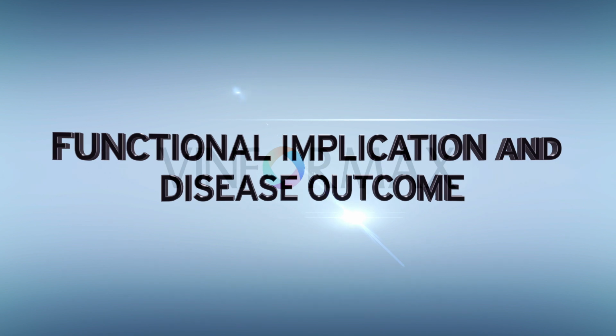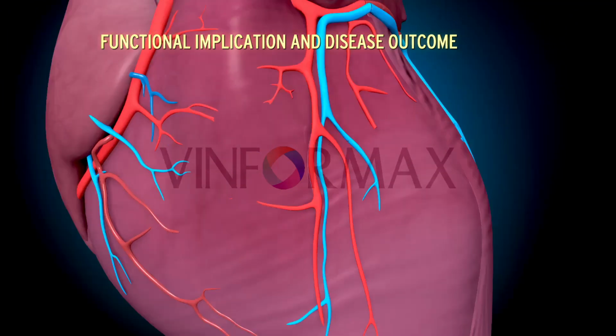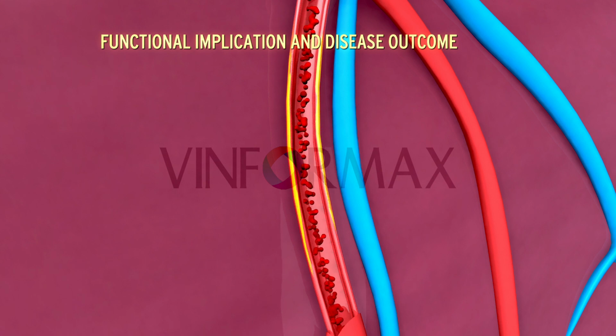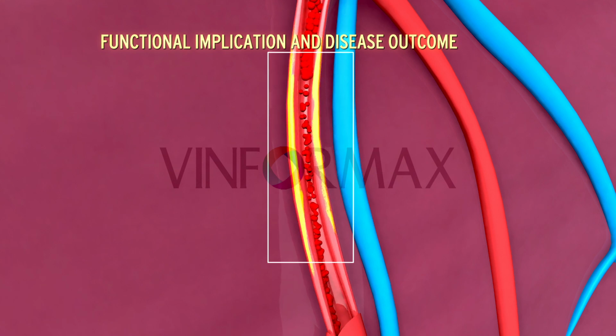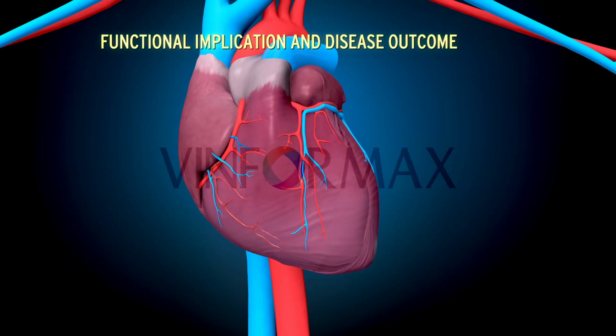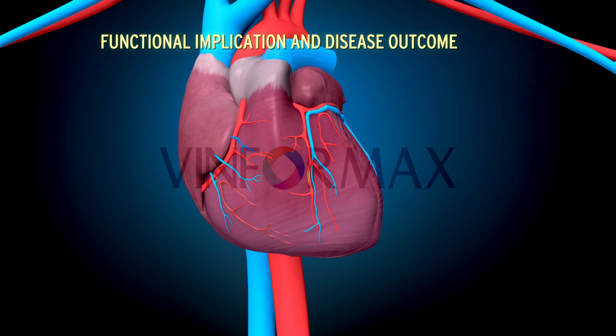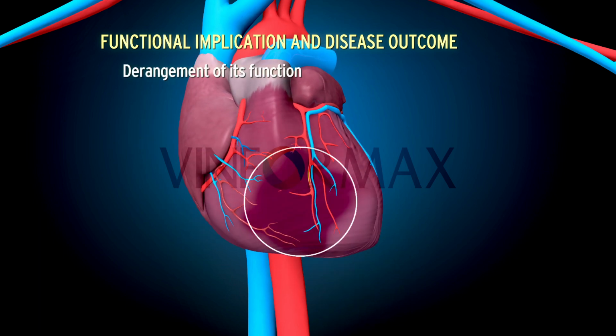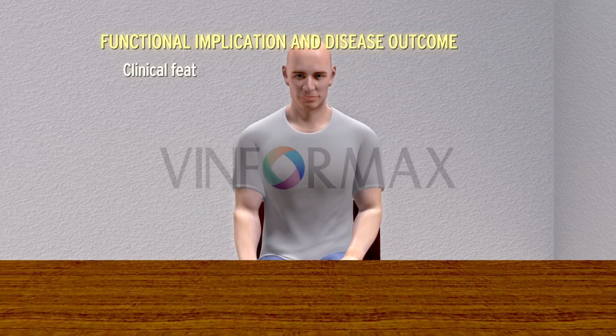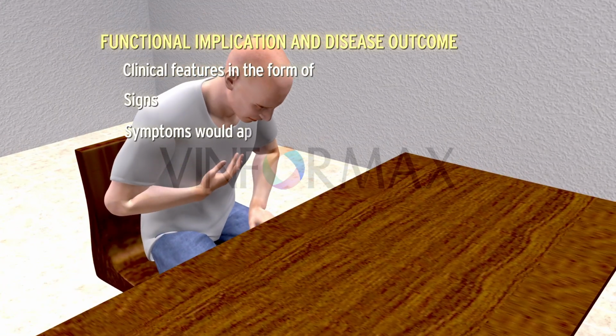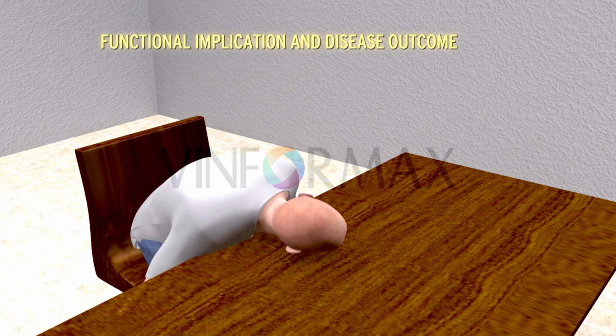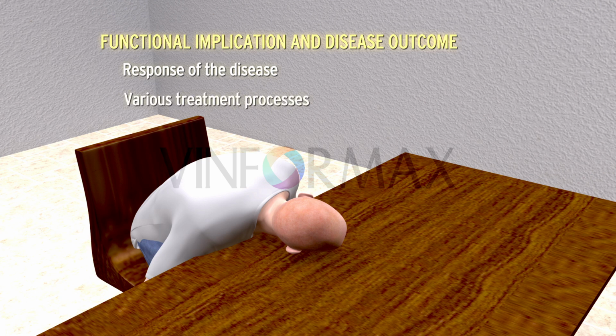Functional implication and disease outcome. Any cell injury, whether reversible or irreversible, adversely affects the cell, resulting in derangement of its function. As a result of this, clinical features in the form of signs and symptoms would appear. The outcome of the disease will depend upon the response of the disease to various treatment processes as against the biologic behavior of the disease.